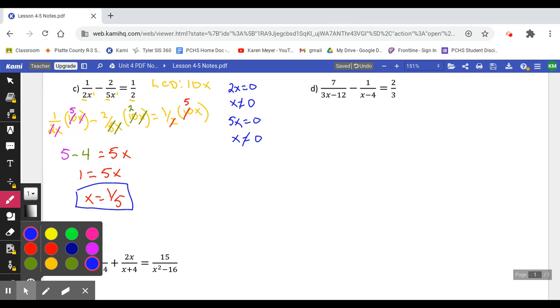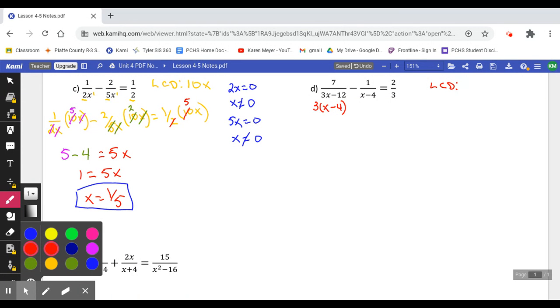Now, what happens when you have 3 fractions, but you start having a plus and a minus in the denominators? Well, that's when you kind of have to go back to what we were doing in the last lesson. And I need you to factor or GCF the denominators. So on my first fraction, 3x minus 12, I can do a GCF. So take a 3 out, and I get 3 parentheses x minus 4.